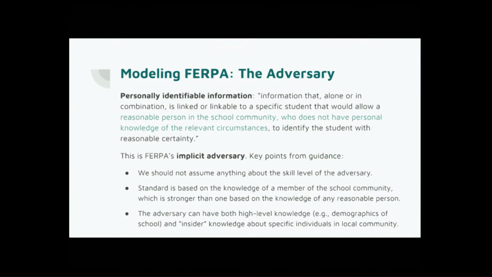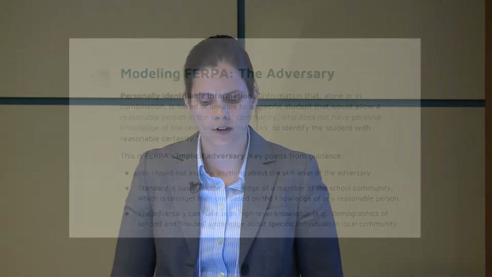We also model the adversary, and we do this by relying on the definition of personally identifiable information in FERPA. If you recall from earlier, personally identifiable information is information that alone or in combination is linked or linkable to a specific student that would allow a reasonable person in the school community who does not have personal knowledge of the relevant circumstances to identify the student with reasonable certainty. And the highlighted language there is what we take as FERPA's implicit adversary.